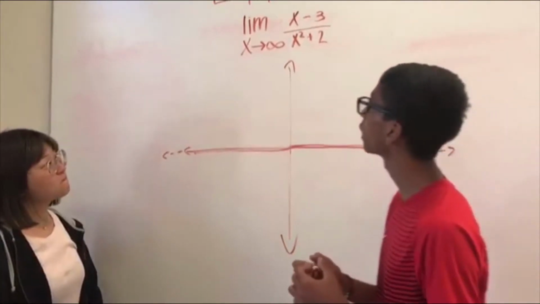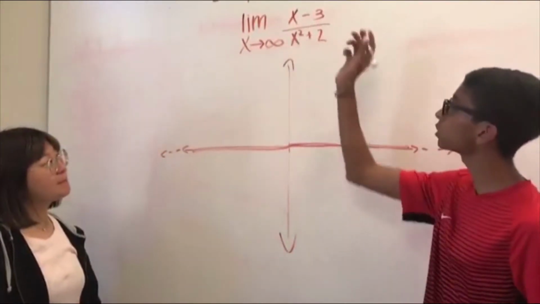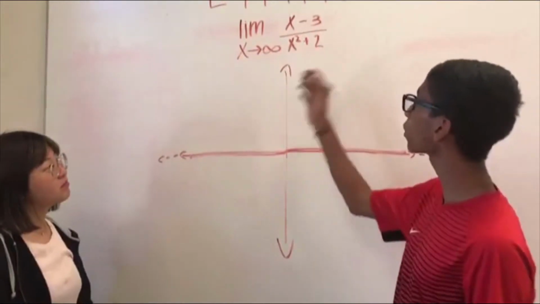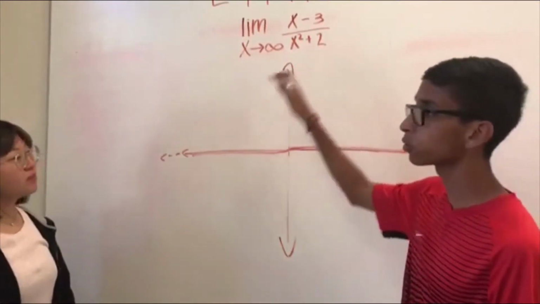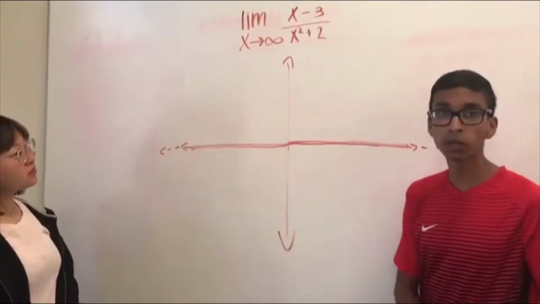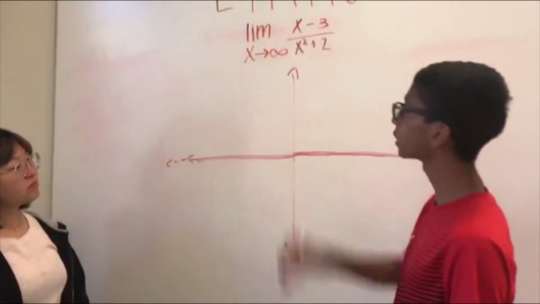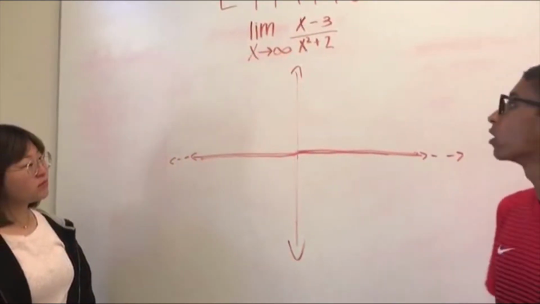And this is really only amplified with bigger numbers like a billion or a trillion. A billion minus 3 over a billion squared plus 2 is pretty much just a billion over a billion squared, which simplifies to 1 over a billion, and it's even closer to 0. And a trillion is the exact same thing, just closer and closer to 0.